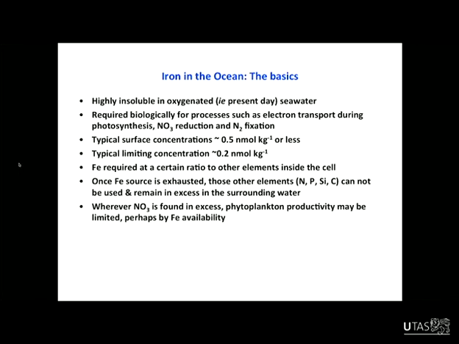So you often see nitrogen fixation in places where there's active input of iron into the ocean. Typical surface concentrations of iron are about half a nanomolar, and when iron gets to about 0.2 nanomoles per kilogram, it starts to be limiting for phytoplankton photosynthesis. So you can see that the typical concentrations in the ocean are very close to the typical limiting concentrations for phytoplankton.